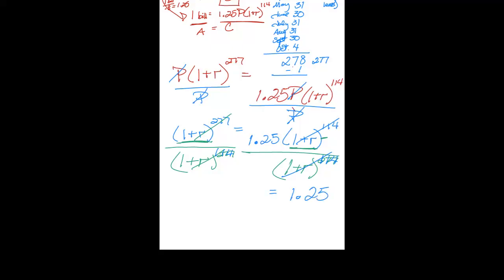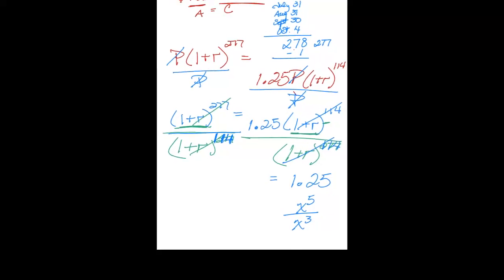We have 1.25 equals... when you have the same base, what do you do with those exponents? I just did it the wrong way. If I had, say, x to the 5th divided by x to the 3rd, what would you do to solve that?